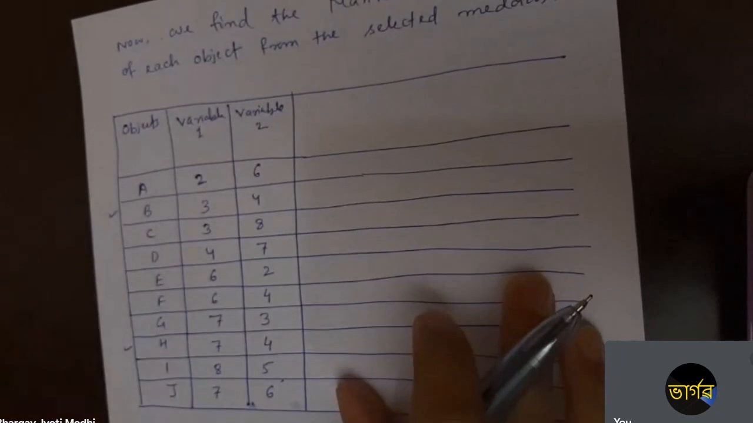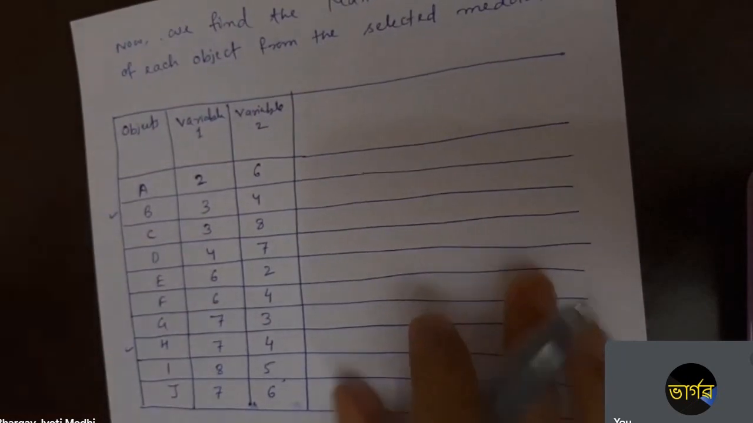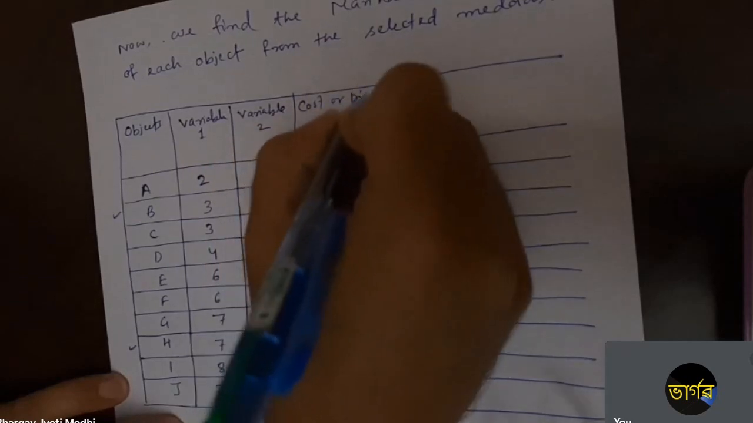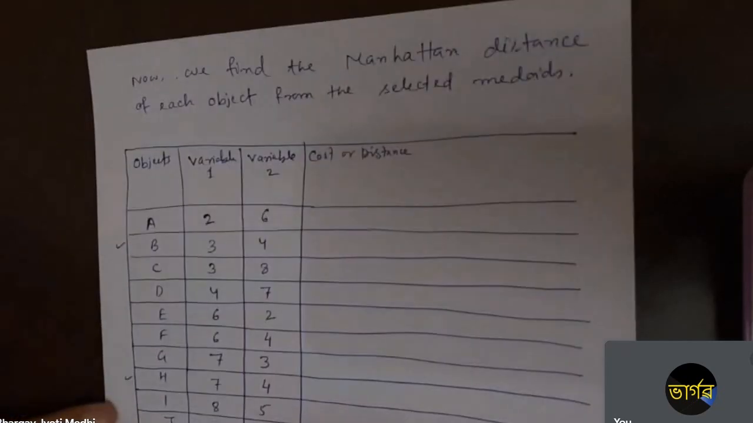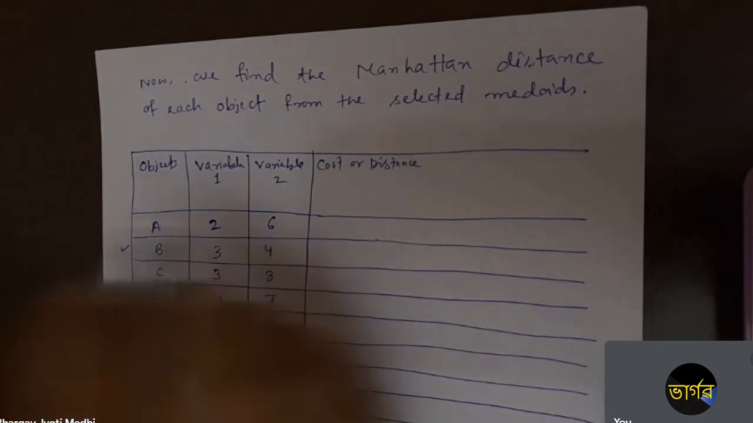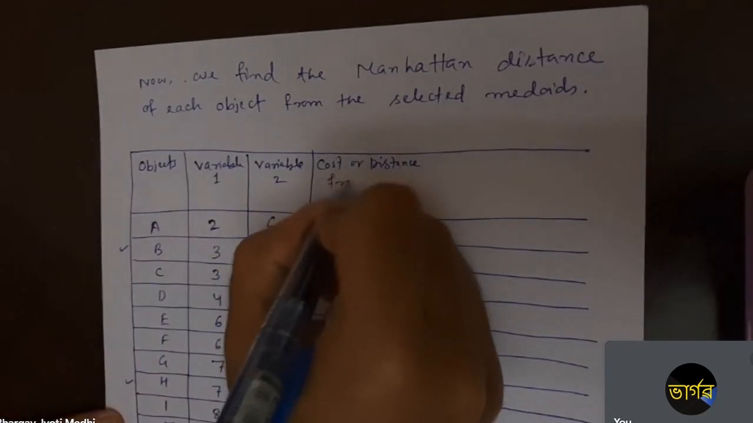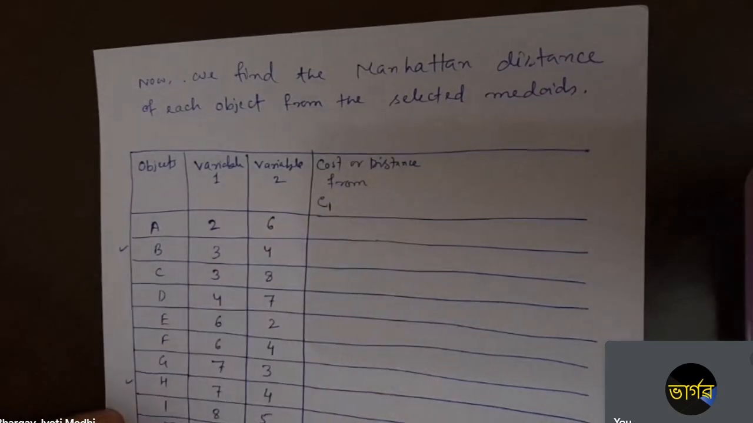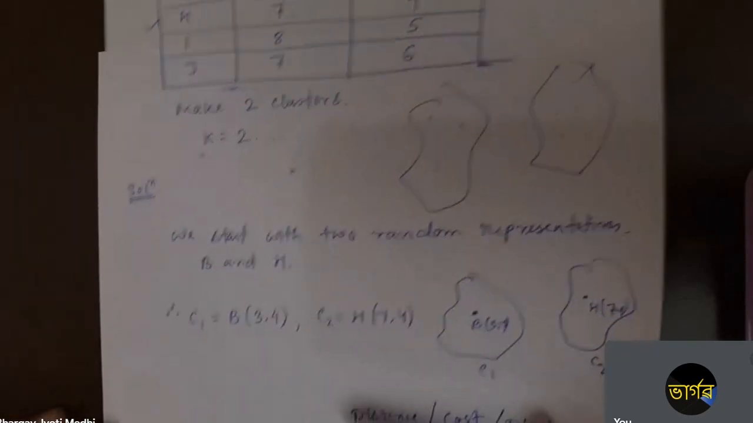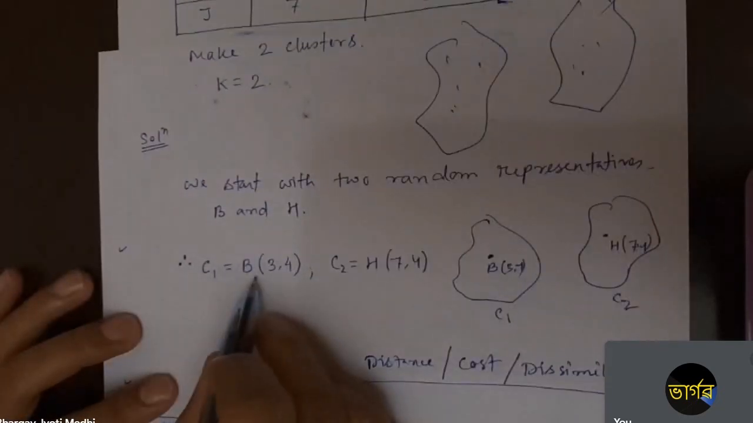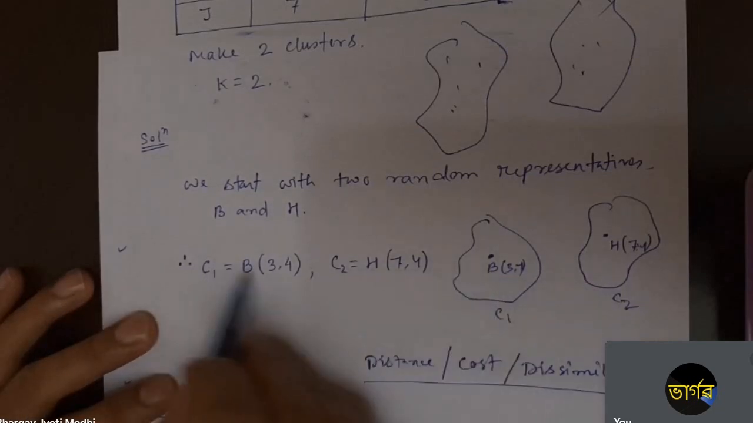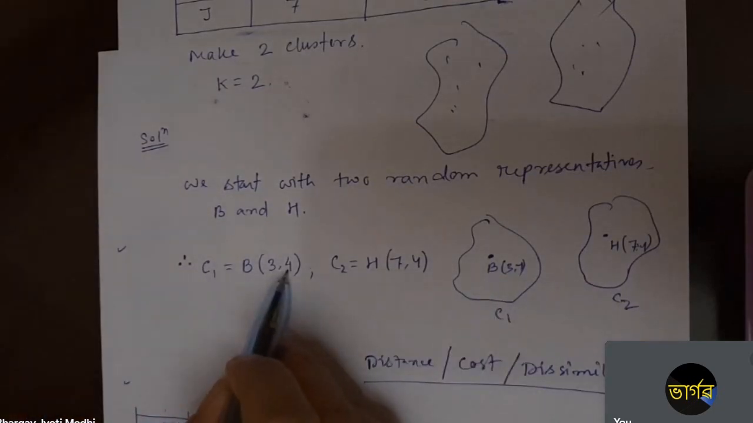I'm writing cost or distance from cluster 1. Again, you see cluster 1, I have already kept it on the slide. In cluster 1 we have the point b. B is already there in the cluster 1, so the medoid or the center is b itself, whose coordinate is 3 4. So cluster 1 means the coordinate is actually 3 4.